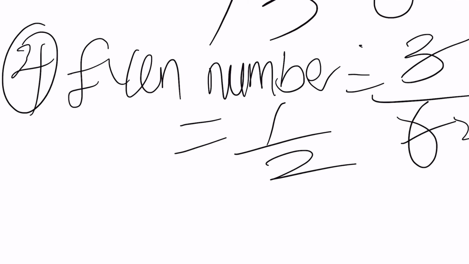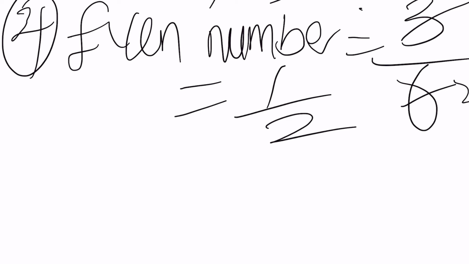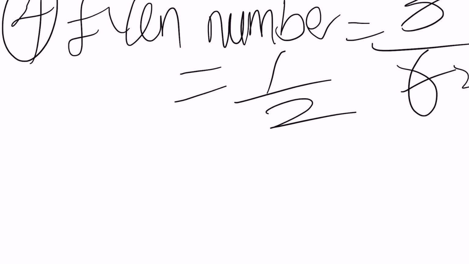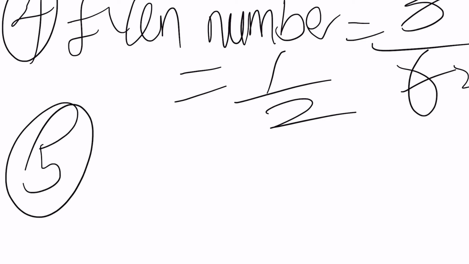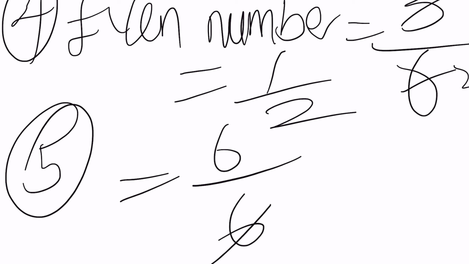Now the last one says either 1, 2, 3, 4, 5, 6. Each of these numbers is 1/6. So the probability of throwing each number is 1/6. So for either of the 6 numbers, we now have 6/6, which is 1. So the probability of throwing either of those numbers is 1.